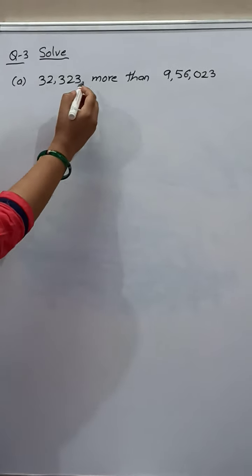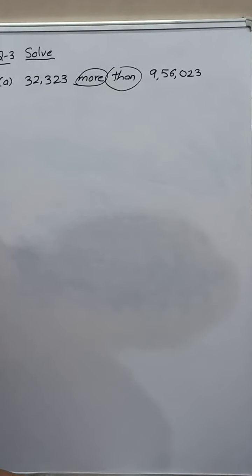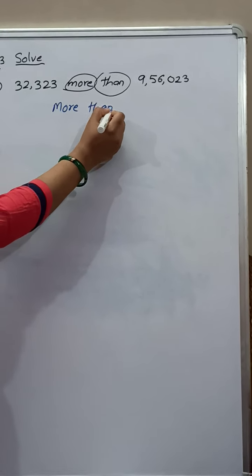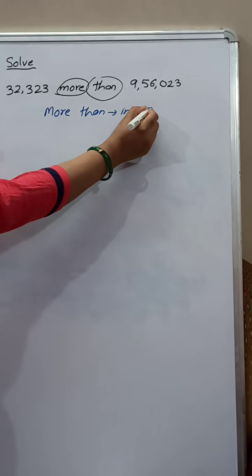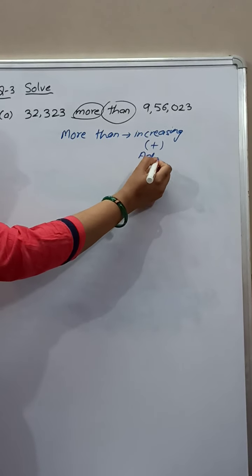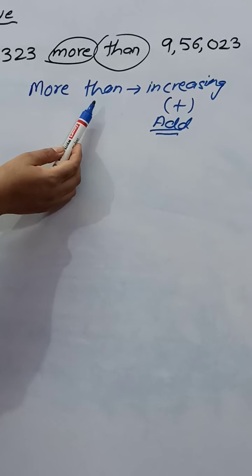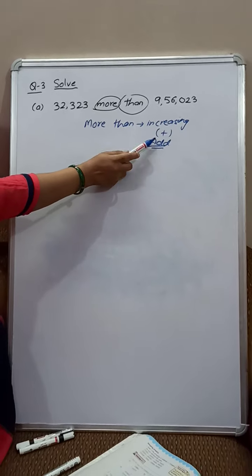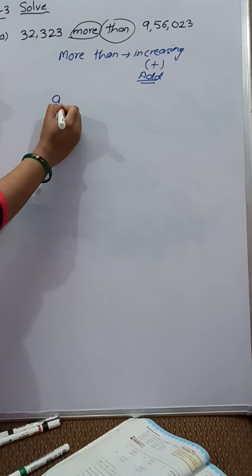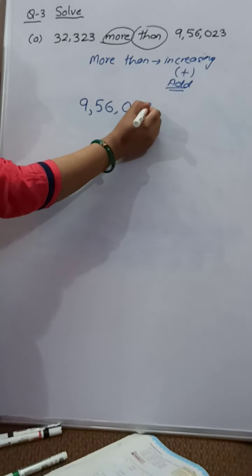Right? So first of all, we have to note what we mean by the words more than. Children, more than means you have to increase the value. You are increasing, and for increasing a value we have to add. So whenever we have to find a value more than something, we are increasing the value, so we will be adding. So we will write this larger number on the top for our convenience. Otherwise, while adding, it does not make any difference.